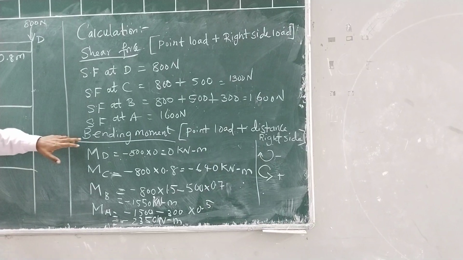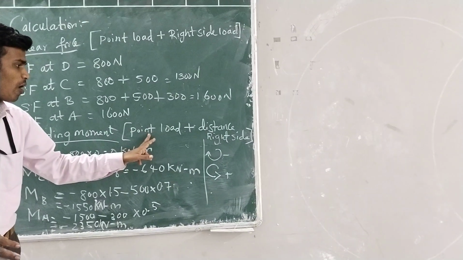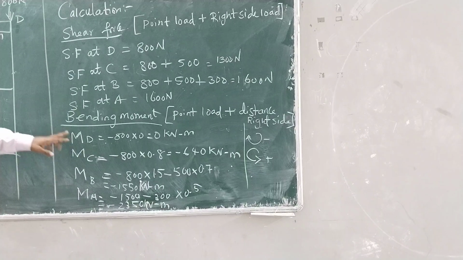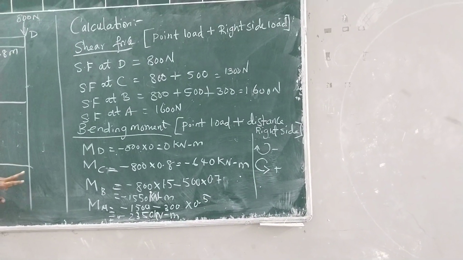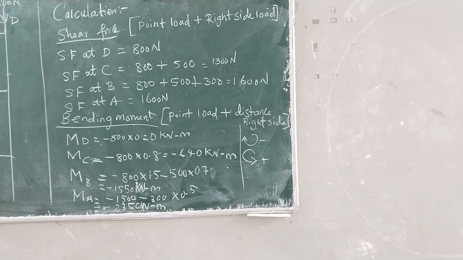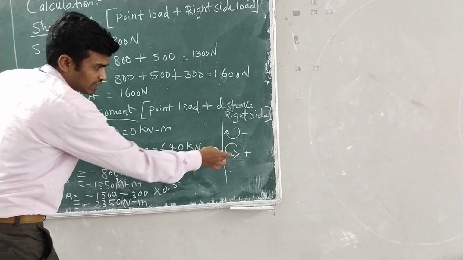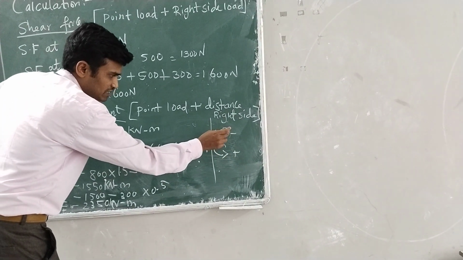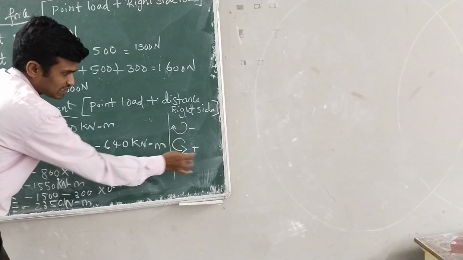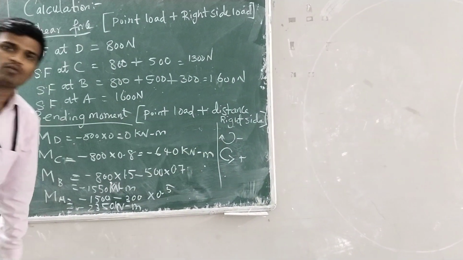Next, how do we calculate the bending moment? In the bending moment calculation, we consider the point load times the distance from the right side. That is the main point. So we find the bending moment at D. Here, sign convention is very important. If the bending moment is clockwise, it takes a minus sign. If the bending moment is anti-clockwise, it takes a positive sign. That is the main important point of this bending moment concept.